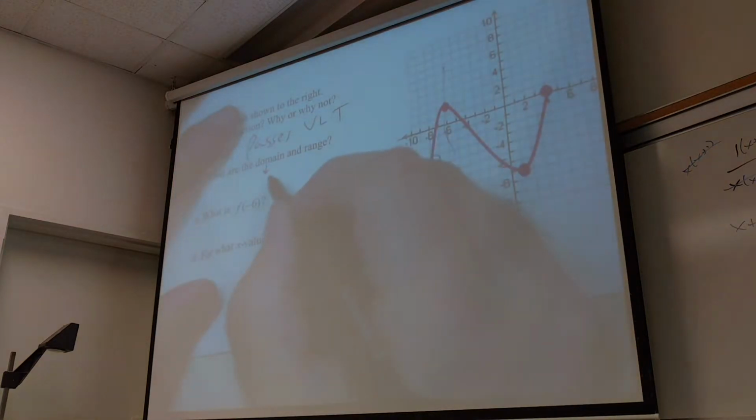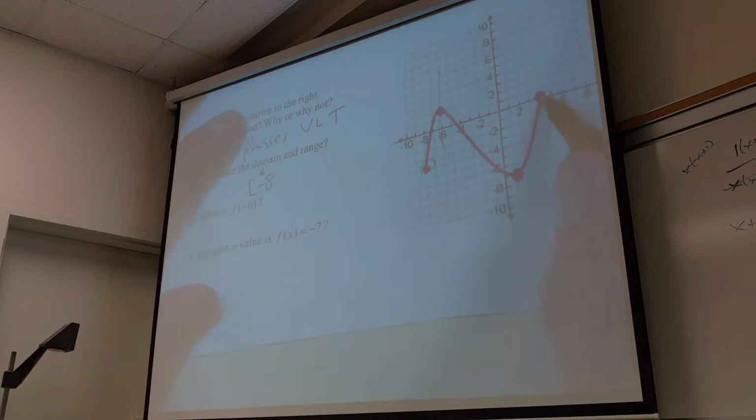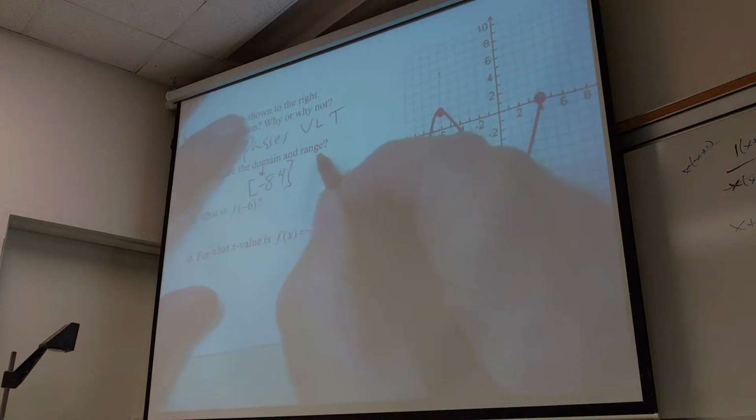So it goes from -8, what am I going to put on -8? -4. No, 4. And now, what's the last input that has an output? 4. 4 has an output. So that's the domain. What's the range?